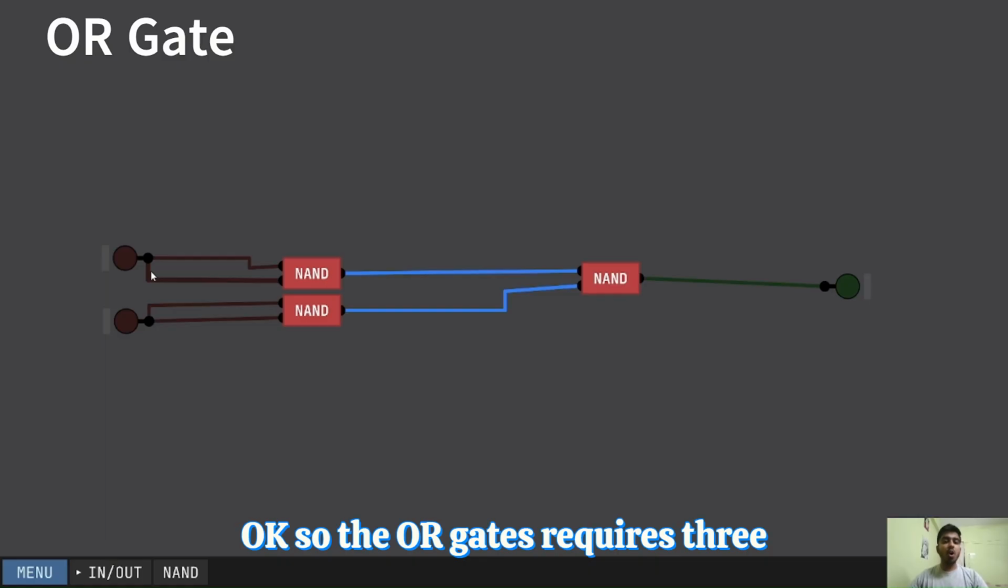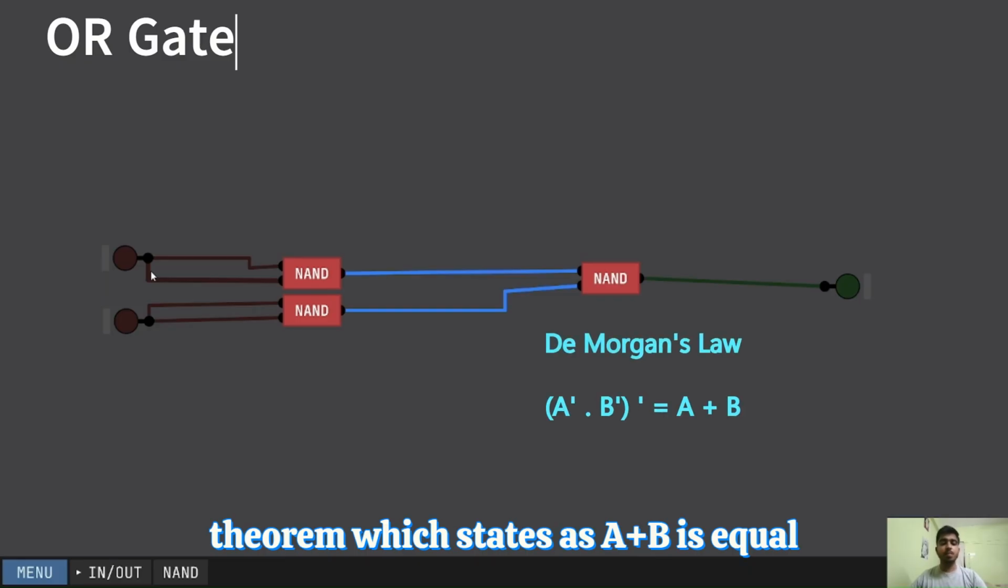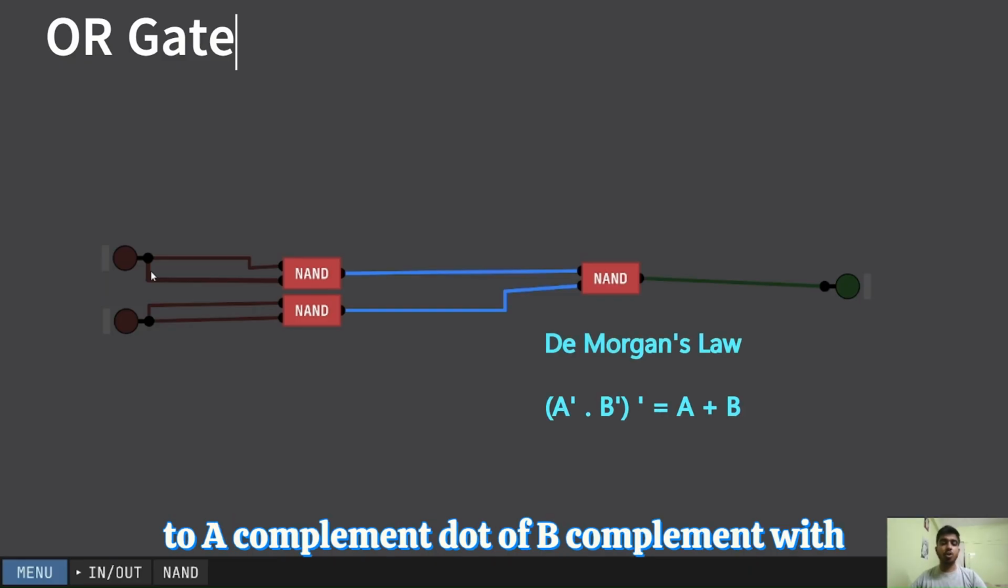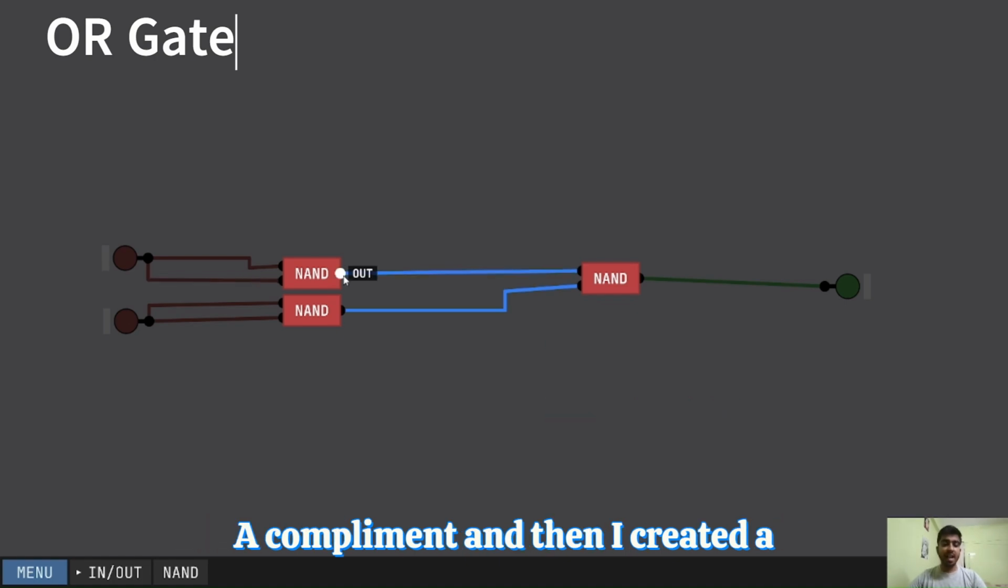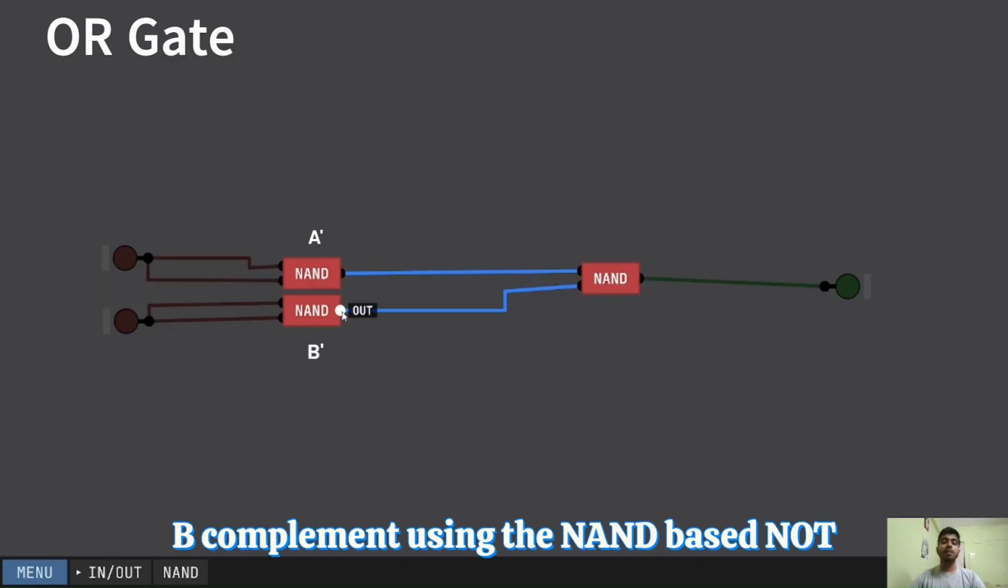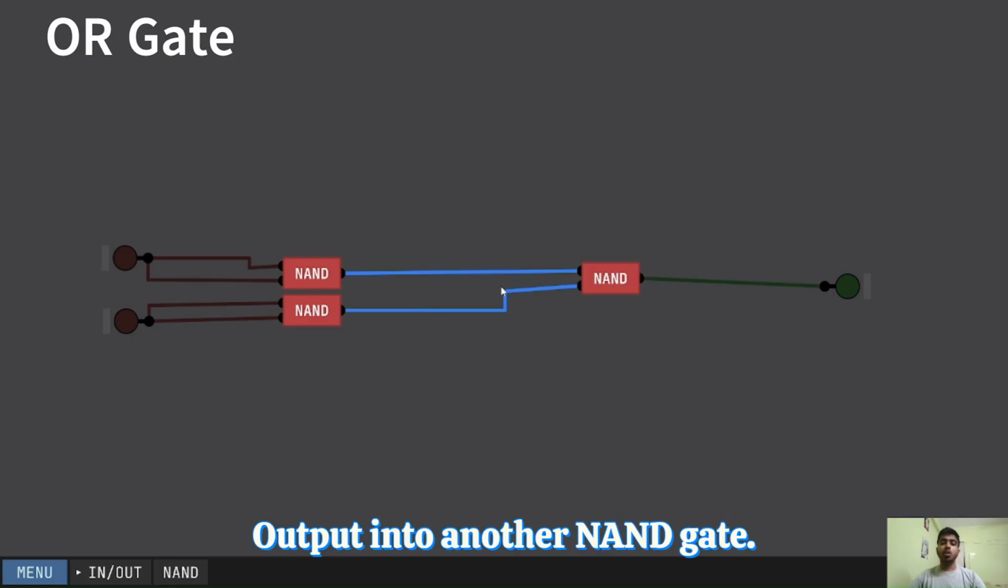Okay, so the OR gate requires three NAND gates. Now using De Morgan's theorem, which states that A plus B is equal to (A complement dot B complement) whole complement, first I created A complement and then B complement using the NAND based NOT gate. Then I feed this output into another NAND gate.